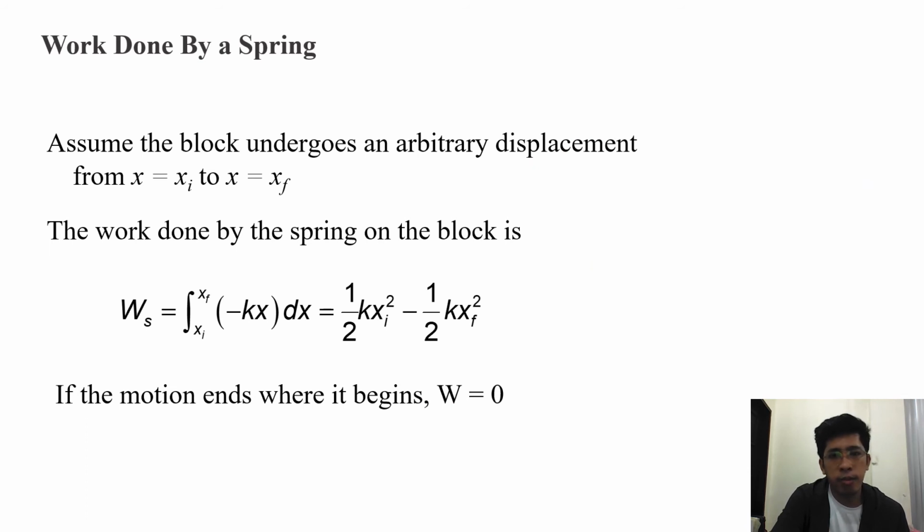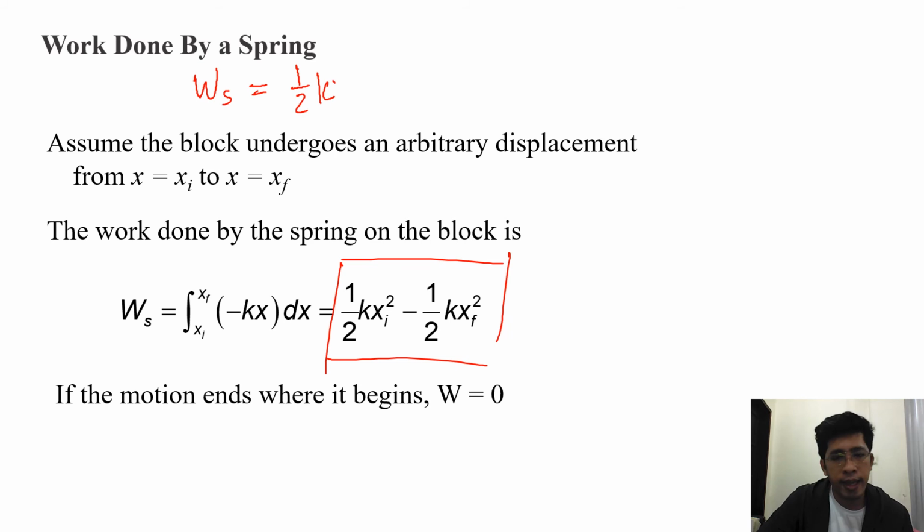Now assume that the block undergoes some arbitrary displacement from x equal to x_i to x equal to x_f. Here, we're not talking anymore about the maximum compression and then the maximum stretch position. Just any arbitrary x_i and x_f. Like say, for example, just move it a little to the x_i or you move it a little to the x_f. The work done by the spring on the block is then equal to 1/2 k x_i squared minus 1/2 k x_f squared. So this is your total work done by a spring.